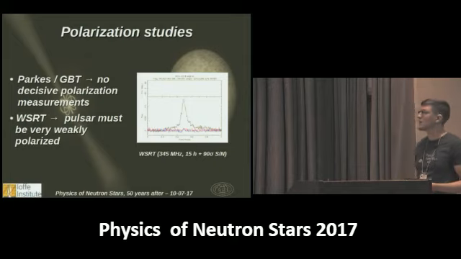Even though past Parkes and GBT observations weren't successful in getting the polarization due to technical difficulties, with Westerbork we were able to sum 15 hours of observation at 350 megahertz and get a 90 sigma signal-to-noise ratio. However, the polarization was quite monotonic, around zero flux, and thus we think that the pulsar should be really weakly polarized.